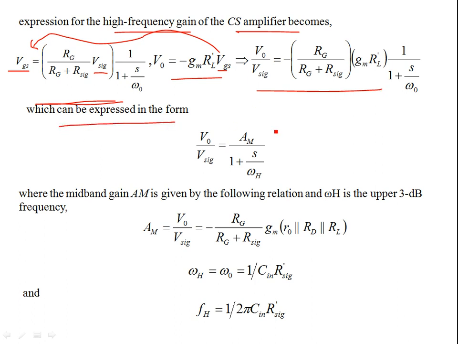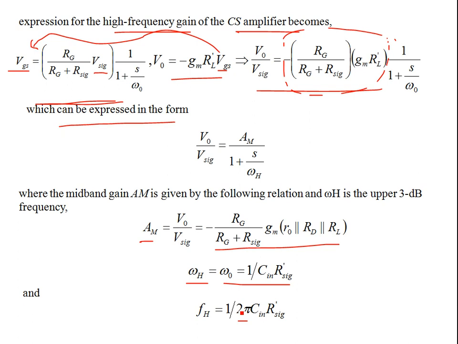So this can be expressed in the form of V naught by V in, AM, and AM is the midband gain, which was independent of the frequency, which we have derived at the start of this video. So this part is independent of frequency, right? Omega h is the corner frequency, written as 1 over Cin R signal prime, and in hertz you can divide this by 2 pi. For fh being much greater than fl, this is also the 3 dB bandwidth of your amplifier.